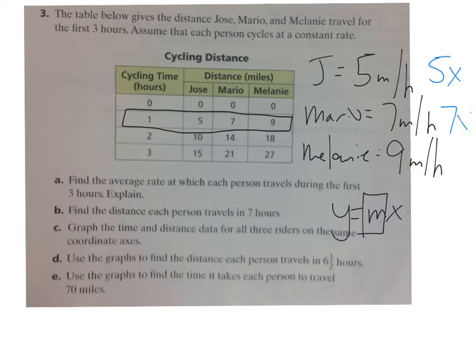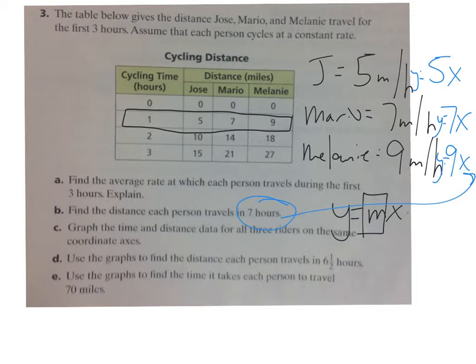Mario's is 7x, and Melanie's is 9x. So basically each equation is y equals, and then their walking rate. All right, so that's how you write the equation. The equation is important because if you were to put 7 hours into x, you could solve for each one of these people. So the formula is really helpful.